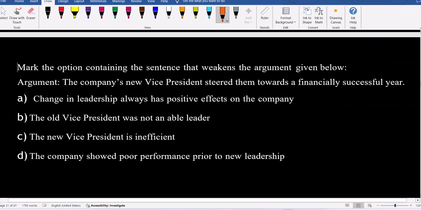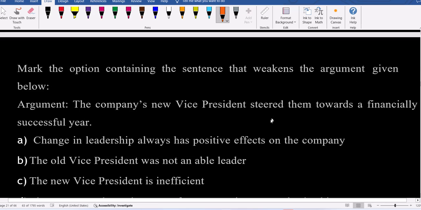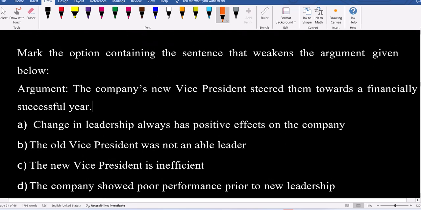Now let's see statements and arguments. Listen, here the question is: which of the following weakens the argument? An argument is mentioned, and we need the option that weakens it. Here the argument is that the company's new vice president steered them towards a financially successful year. He guided them towards a financially successful year. The statement that the new vice president is inefficient is weakening. If he's inefficient, how can he guide them towards a financially successful year? No.